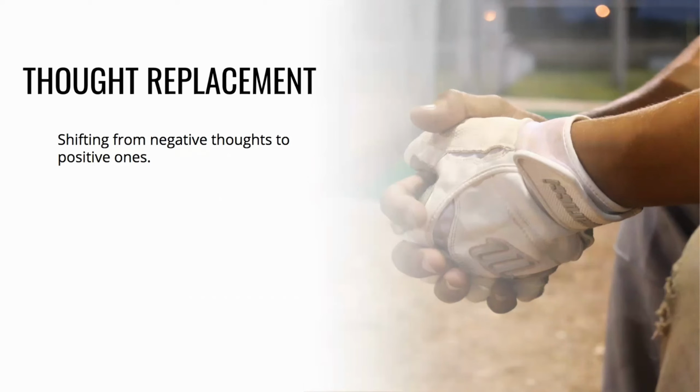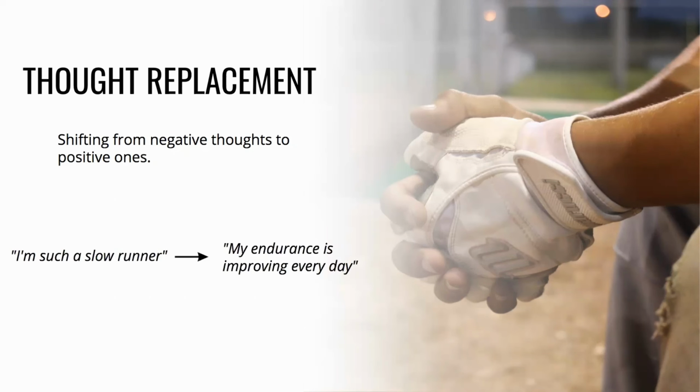Keeping a journal on your thoughts and beliefs about certain tasks and achievements can help you become aware of what even needs to shift within your mindset. Once you've identified a negative thought that you'd like to replace, you can craft a new positive thought to recite instead. This can look like, I'm such a slow runner, right? Maybe this is something Miles is telling himself every day at practice. I'm such a slow runner. You can shift this to, my endurance is improving every day.